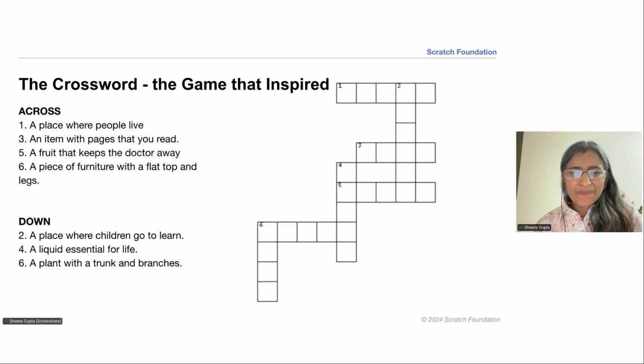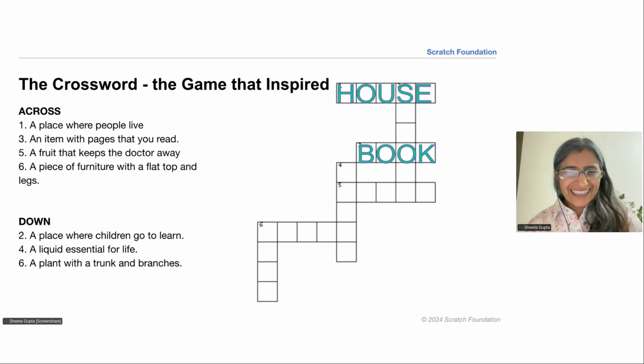Across, a place where people live, 5 letters. Quickly, you can type on the chat. An item with pages that you read. Thank you, Barbara, for getting us started. That is right. A fruit that keeps the doctor away. Thank you, Ruth, for getting us to the book. And we've got apple, of course, and the piece of furniture with a flat top and legs. Thank you, Holly.